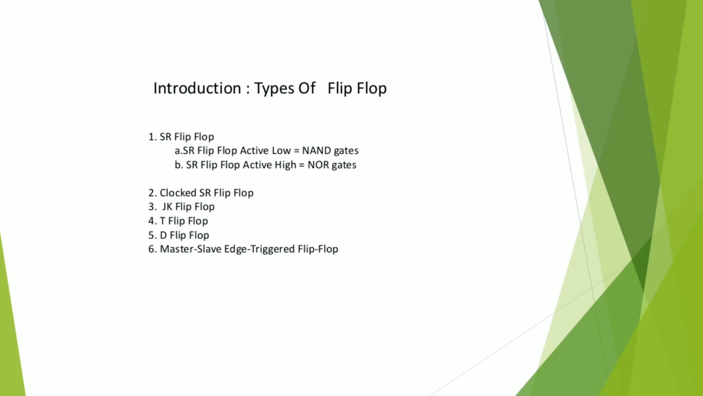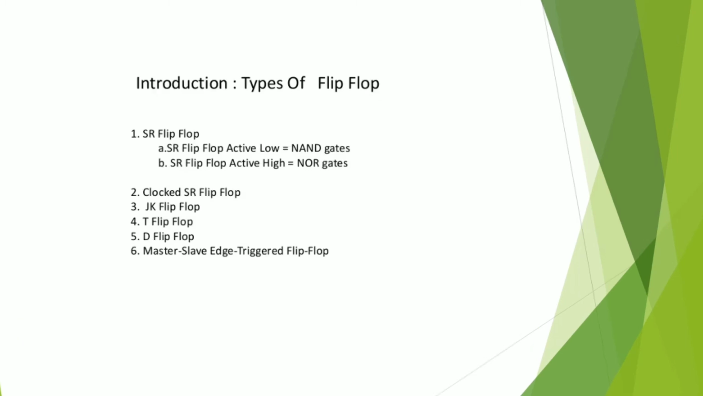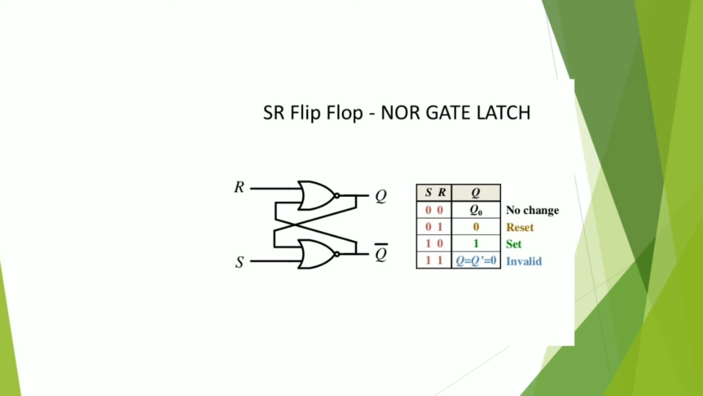Here we'll see what the types of flip-flops are. The first one is the SR flip-flop. Basically, flip-flops are built with the help of NAND gates and NOR gates. Then second, the clocked SR flip-flop, JK flip-flop, T flip-flop, D flip-flop and master-slave triggered flip-flop. Here we'll go into detail with their truth tables and symbols.